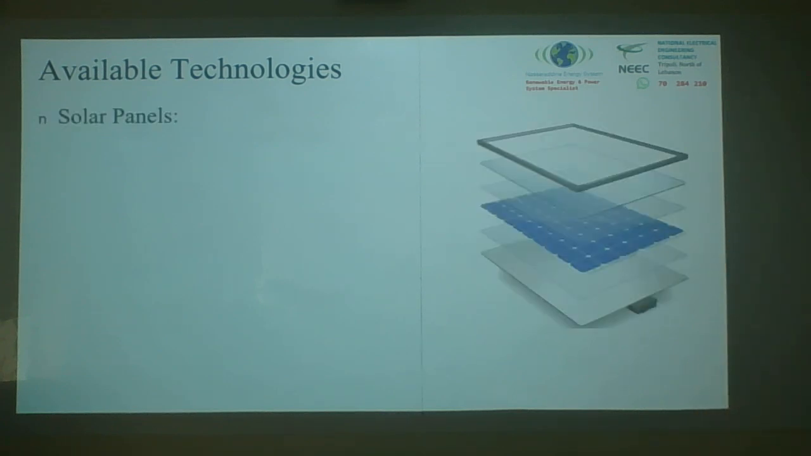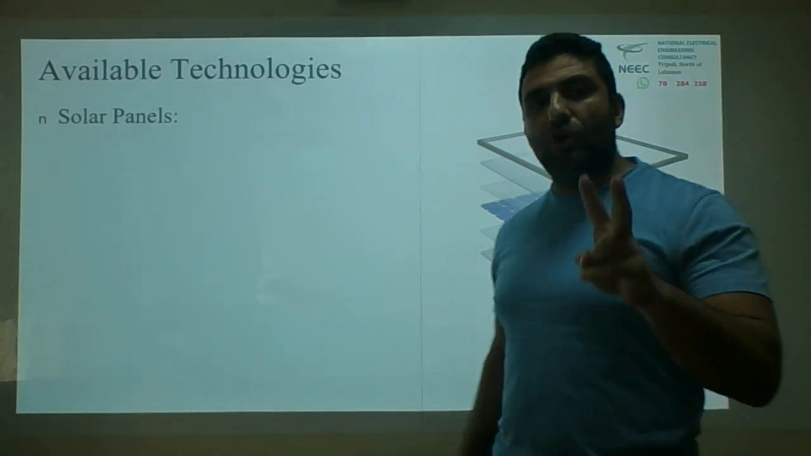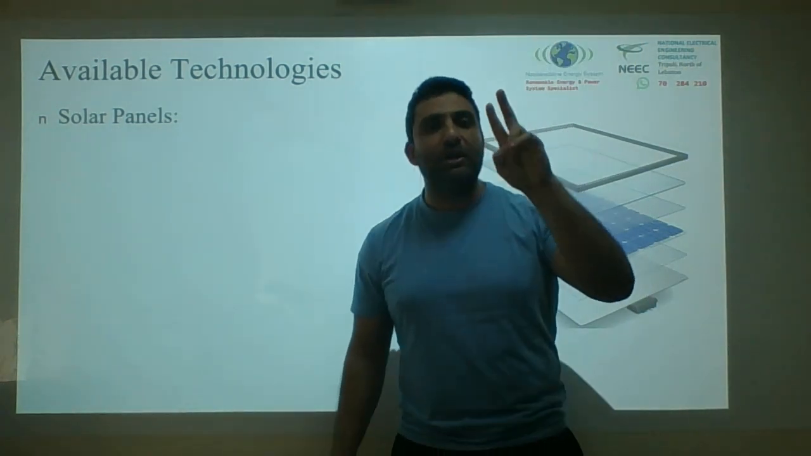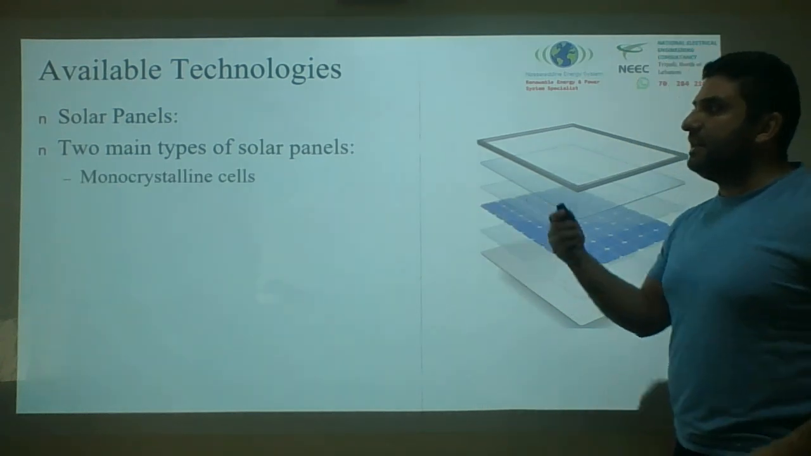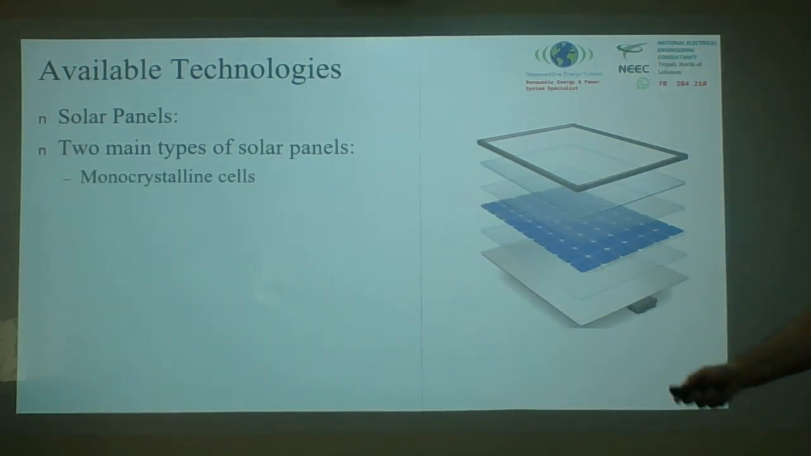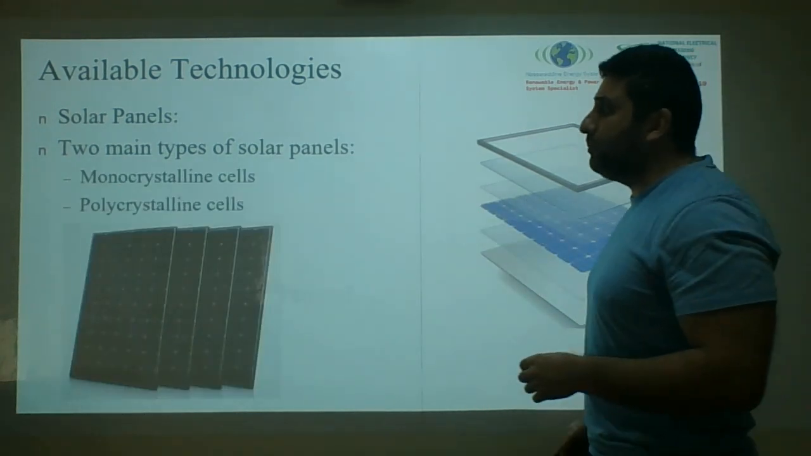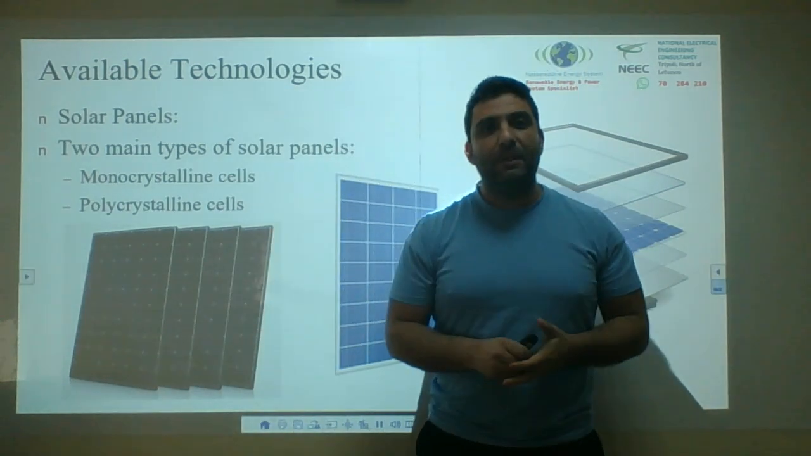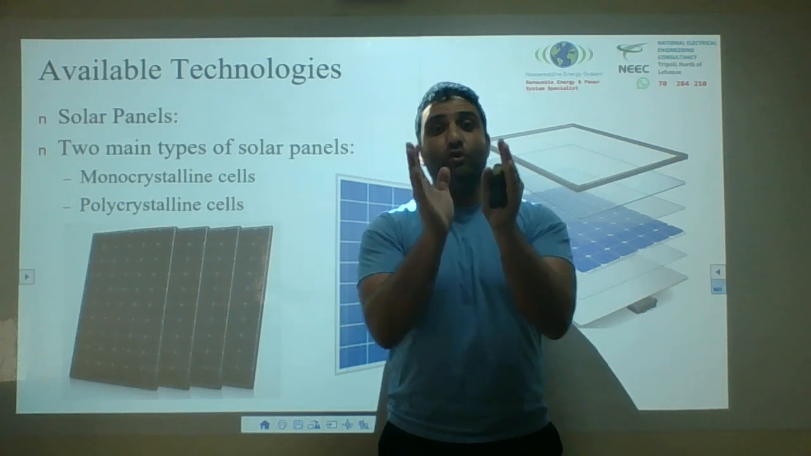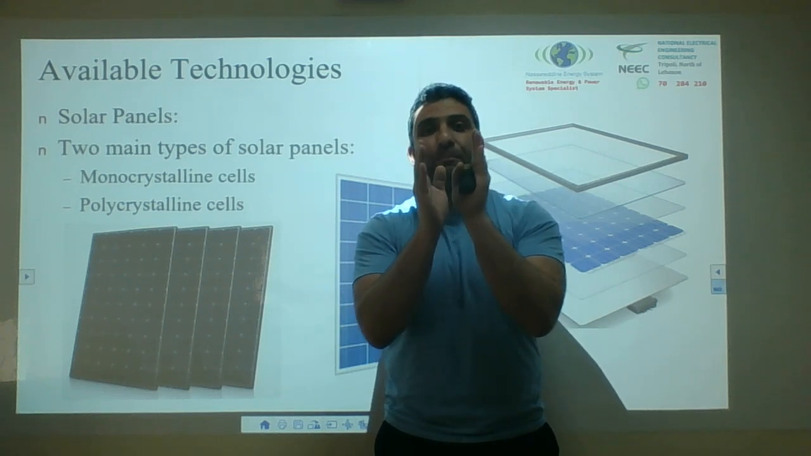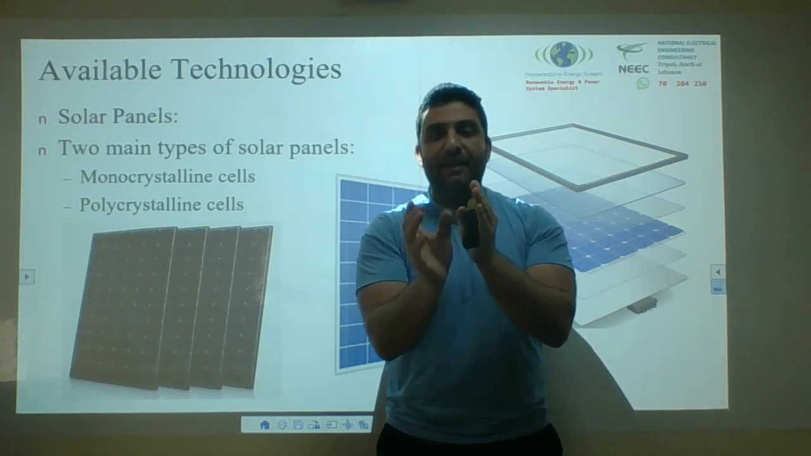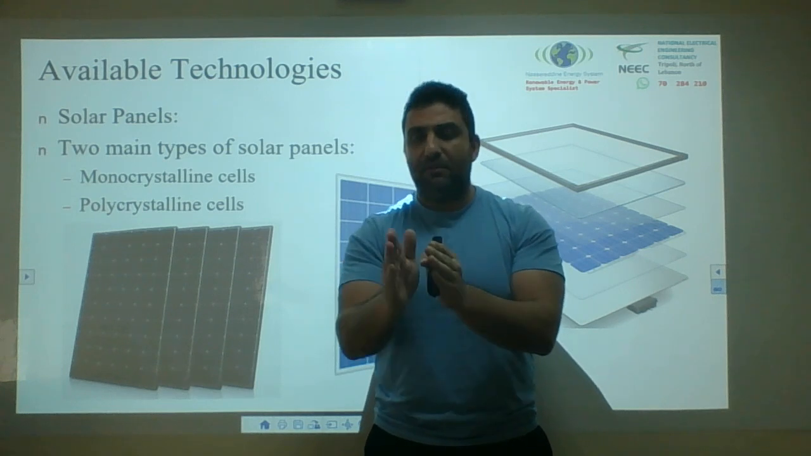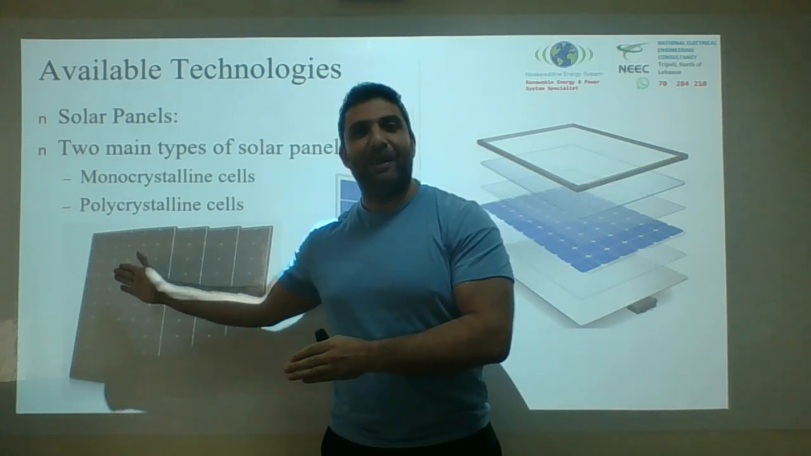Solar panels. Guys, there are multiple types of solar panels. I want to talk about two main types. Type 1 is the monocrystalline cell, and type 2 is the polycrystalline cell. What's the difference between mono and poly? Mono is made from purely silicon. So the wafer is made from purely silicon. That's it. It looks like this, and usually it's black in color.